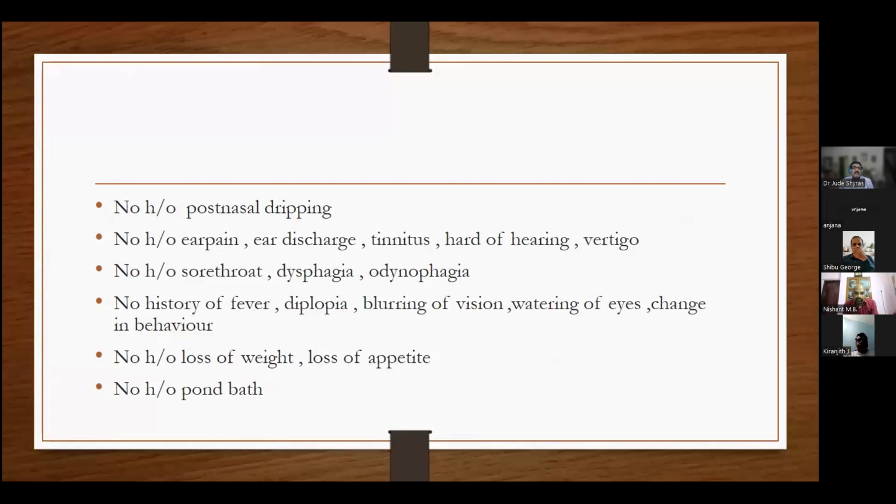You specifically asked for diplopia? Yes. Because with so much compression of the orbit, there should be some sort of displacement. That's why I asked you. You're sure? Yes, sir. He didn't have diplopia, sir. Okay, fine.